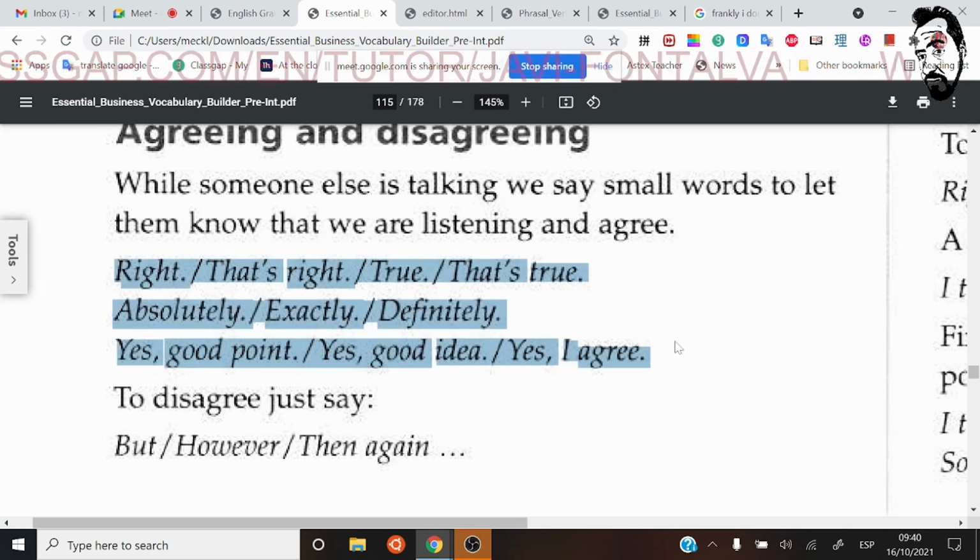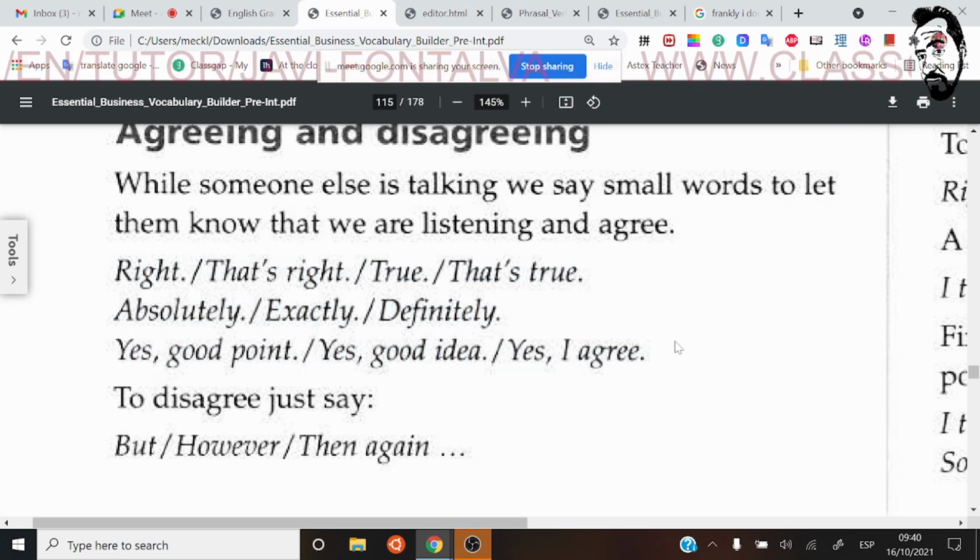Can I read those, please? Yes, right. That's right. True. That's true. Absolutely. Exactly. Definitely. Sí, esta de aquí es muda. Yeah, definitely. Sí, definitivamente. Yes, good point. Yes, good idea. Yes, I agree. Vale, importante. Dice I agree. ¿Vale? No "I am agree." Okay, I agree.